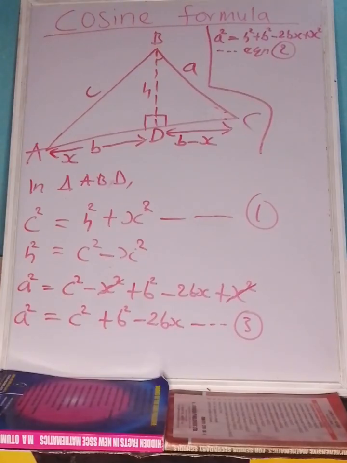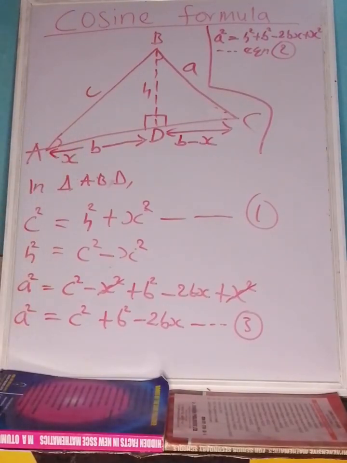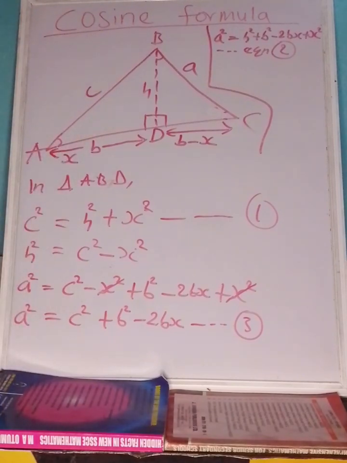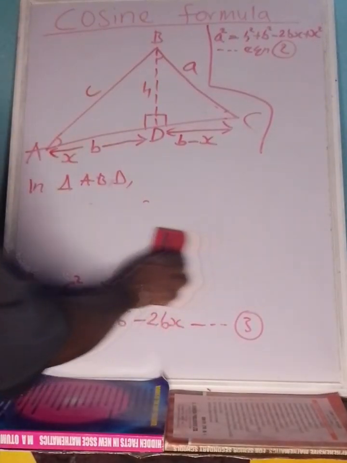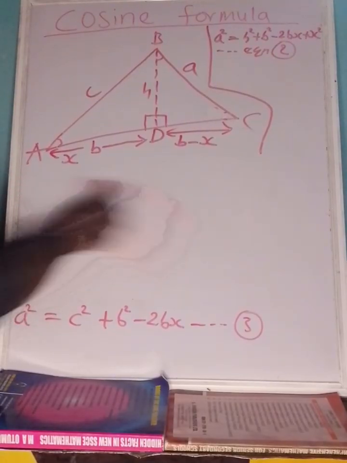Now, there is something we are going to do again. We are going to take the cos of angle A. Remember, this is our angle A. We are going to take the cosine of our angle A in this triangle ABD. So how do we do that? Let us erase from here, please. We only leave our equation 3. Let's bring our equation 3 up.